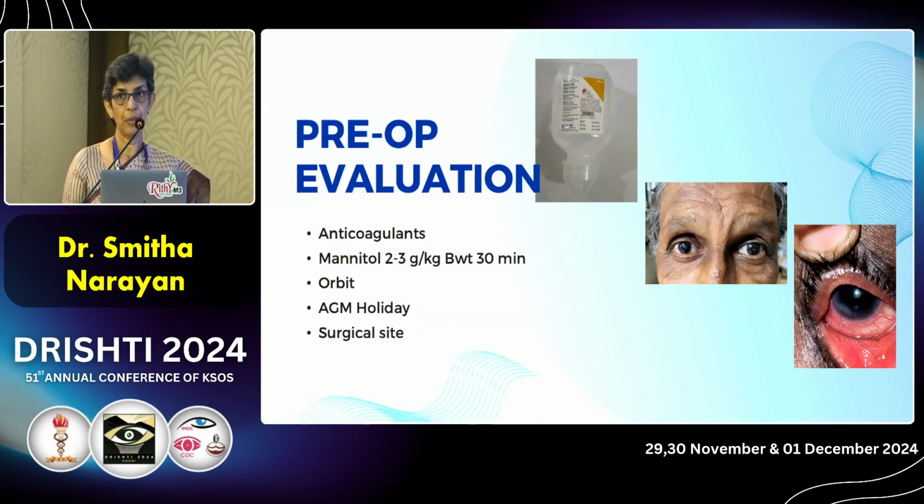Again, before performing any surgery, pre-op evaluation is a must. If a patient is on anticoagulants, it is best to stop them for about 3 to 5 days, because blood in the surgical site is the nemesis of trabeculectomy, because it brings forth fibroblasts that cause conjunctival or subscleral fibrosis, and that prevents the bleb from functioning. Giving 2 to 3 grams per kilogram body weight of mannitol, within 20 to 30 minutes, is a good way to bring the intraocular pressure down.